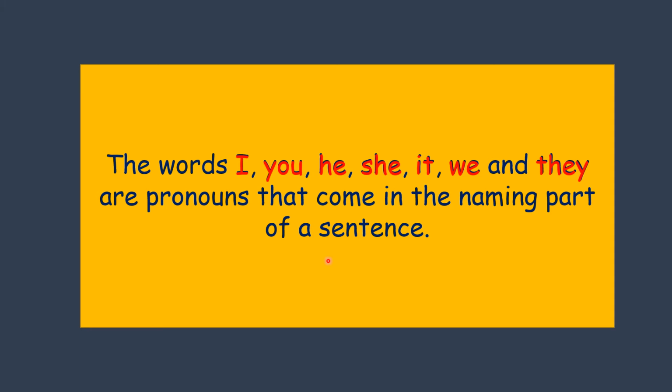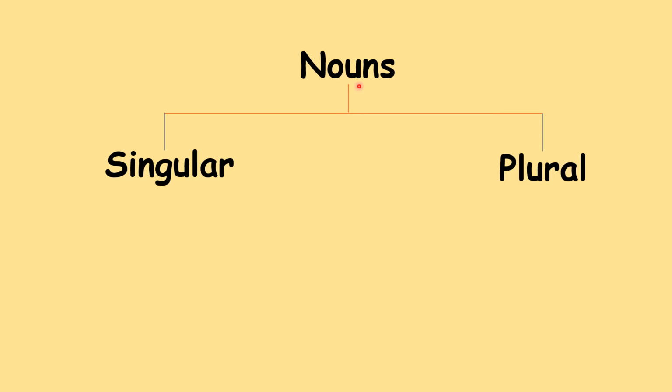You have already learned, children, what is the naming part and the telling part. The naming part comes first, which means that you are talking about that person. And the telling part comes afterwards, which tells you what that person or thing is doing. Nouns. There are singular nouns and plural nouns. Singular means one and plural means many.